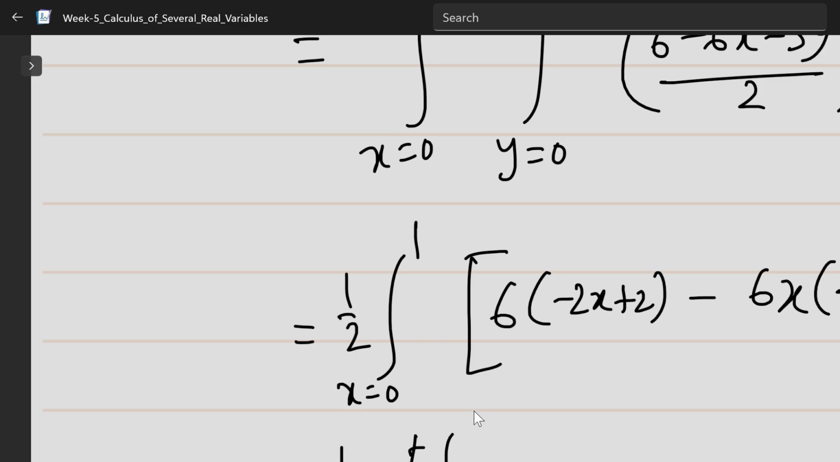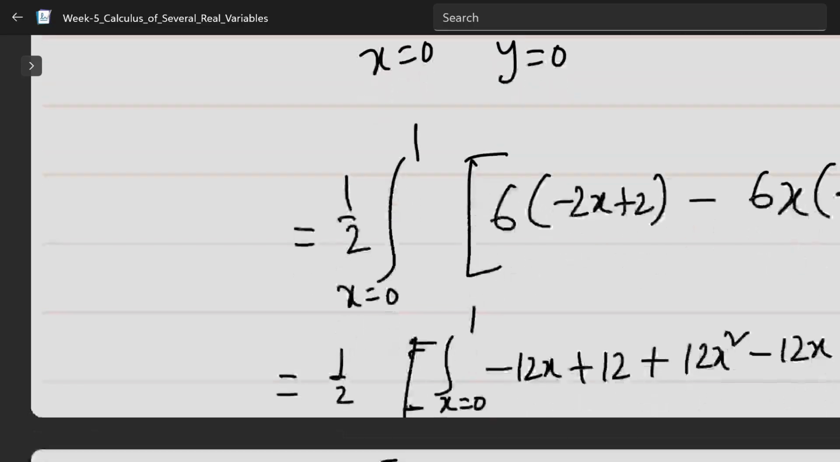So integral x equal to 0 to 1, this is third bracket. So minus 12x plus 12. I am doing directly 12x squared minus 12x minus 3 by 2 into 4x squared minus 8x plus 4. That's correct. Waiting half into, it's a huge computation. Okay, I will do directly. Is it fine for you if I do? That means I will directly integrate.